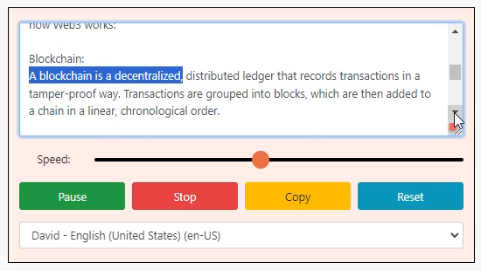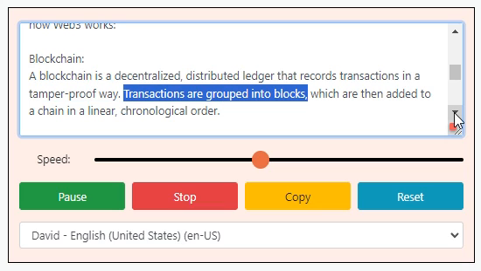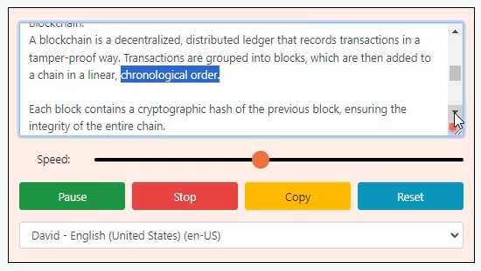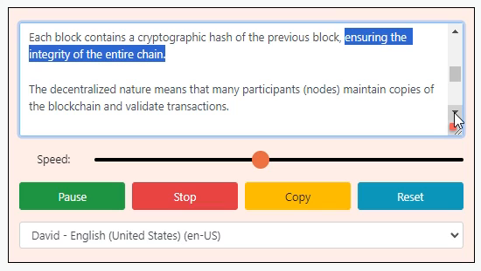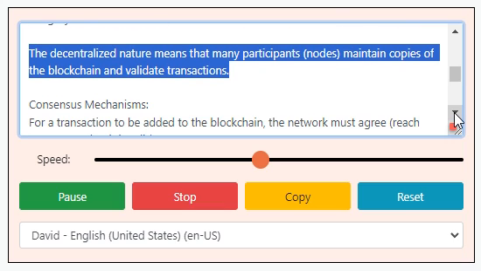A blockchain is a decentralized, distributed ledger that records transactions in a tamper-proof way. Transactions are grouped into blocks, which are then added to a chain in a linear, chronological order. Each block contains a cryptographic hash of the previous block, ensuring the integrity of the entire chain. The decentralized nature means that many participants, nodes, maintain copies of the blockchain and validate transactions.